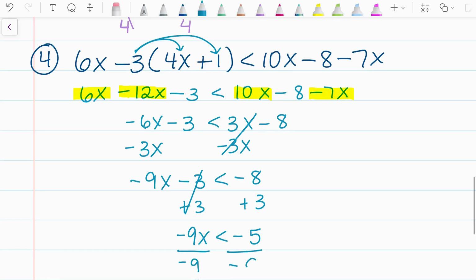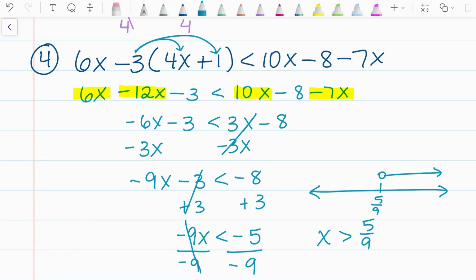I've run out of space. And I've got to flip to greater than because I'm dividing by a negative. So I'm going to flip to greater than, and I'm going to make this positive 5/9. And then on my number line, I would have 5/9. It would be open circle because it's not or equal to, and it would point to the right because it's greater than. Also, the symbol and the arrow point the same direction. Something I think valuable to point out.